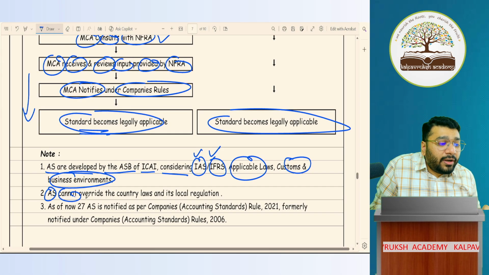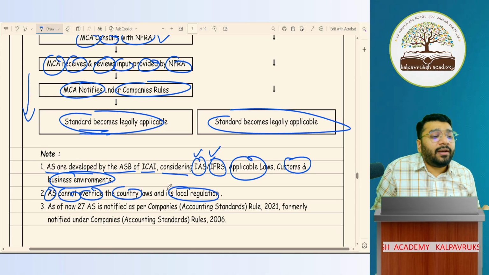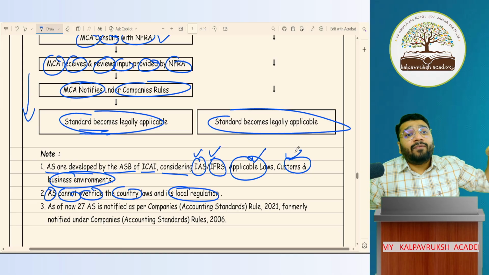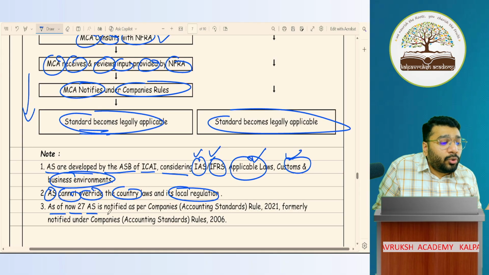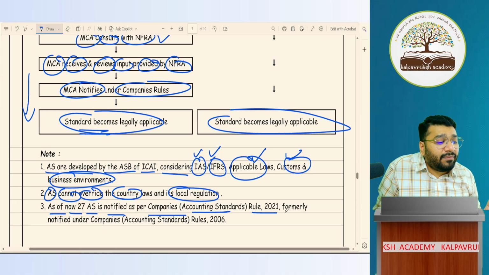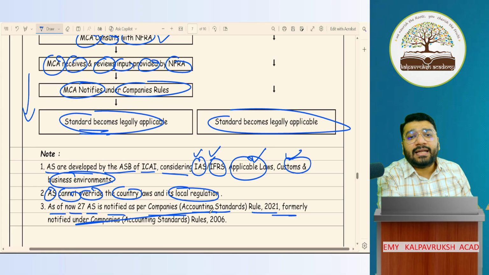However, AS cannot override the country's laws and its local regulations. So whatever are the applicable laws, customs, and regulations, within that framework only the accounting standards can be developed. As of now, 27 AS is notified as per Companies Accounting Standard Rules, formerly known as so-and-so. 27 accounting standards have been notified.